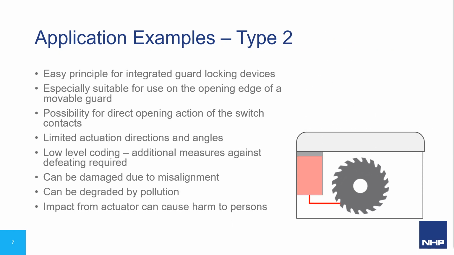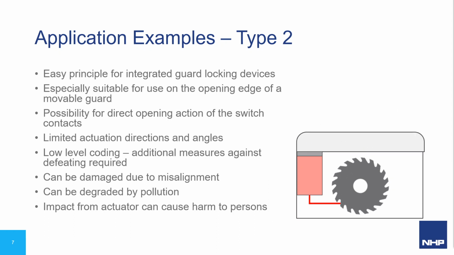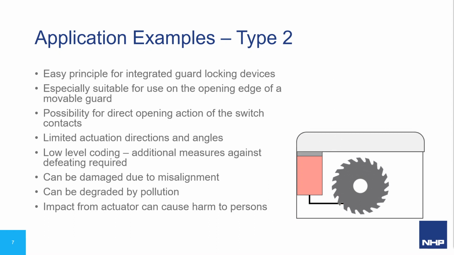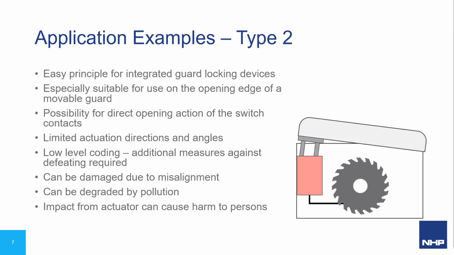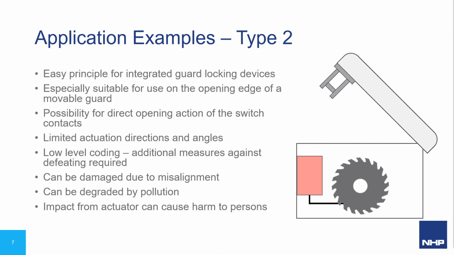This is the same application example, but this time using a Type 2 device, a tongue interlock switch, which uses a coded actuator. This is a much simpler design as there is no requirement for a specially designed and installed rotary cam. All that is needed is for the actuator to be fitted to the lid. Again, the actuator has direct mechanical action on the contacts inside the switch. However, the actuator needs to be aligned near perfectly with the switch to avoid damage from misalignment.